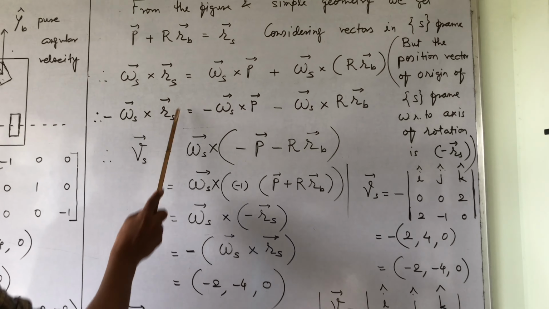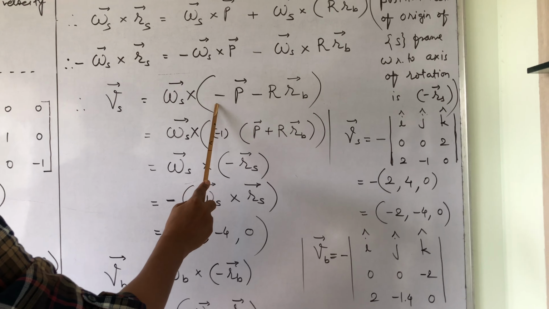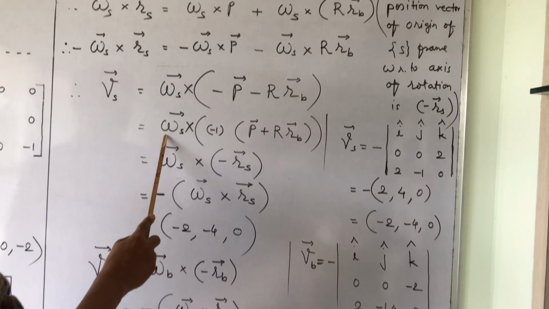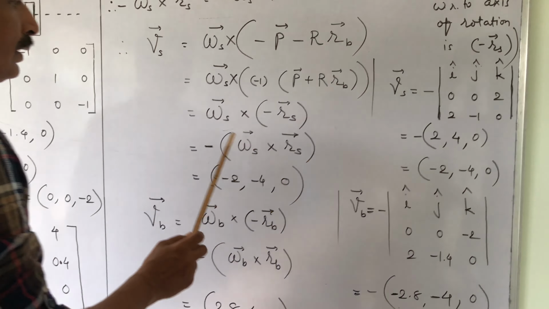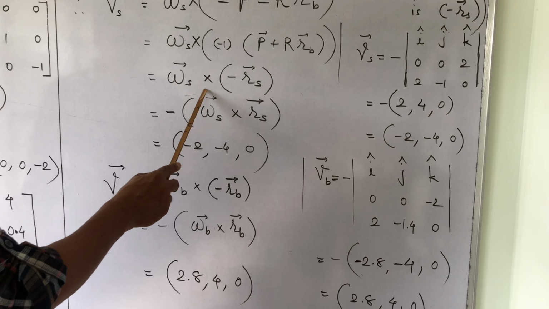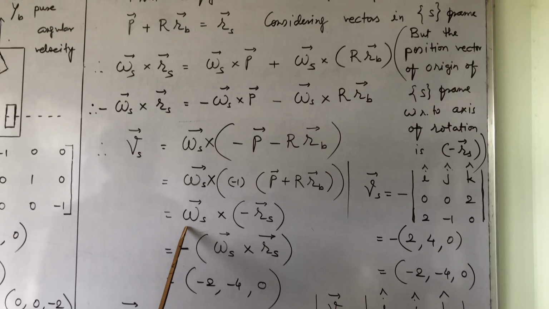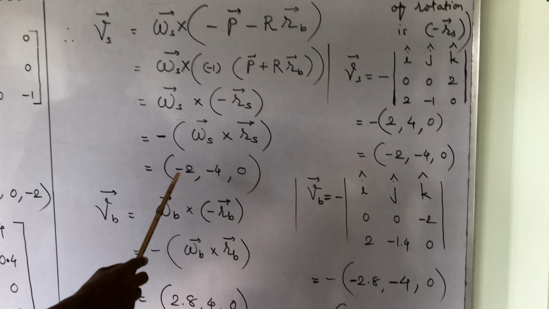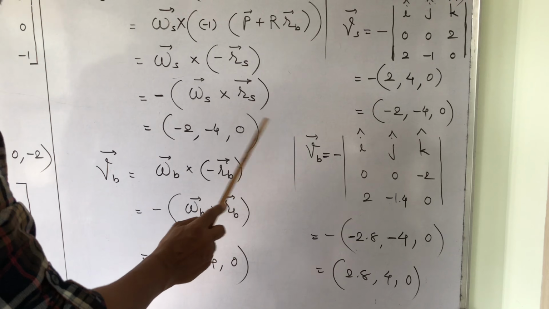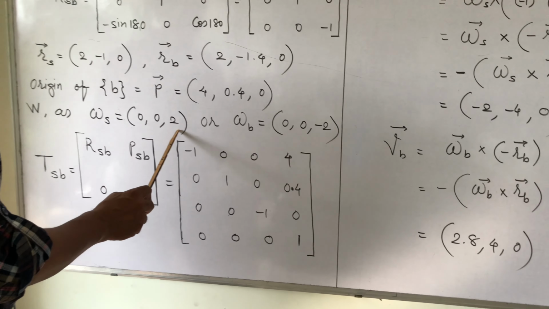Now Vs, this is Vs, is what? Omega S taking common, minus P minus RRB. So omega S cross minus 1 into P plus RRB. So omega S cross P plus RRB is RS. See here. So minus omega S cross RS. So we have confirmed. And omega S, we have given that 0, 0, 2.